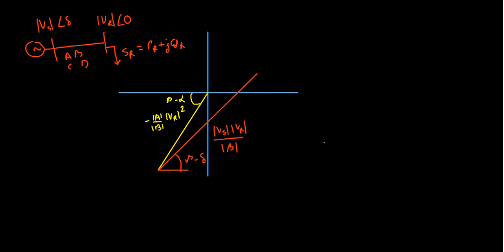and this is another phasor Vs VR upon B. That summation is equal to the receiving end power SR. So this is equal to PR plus j times QR.